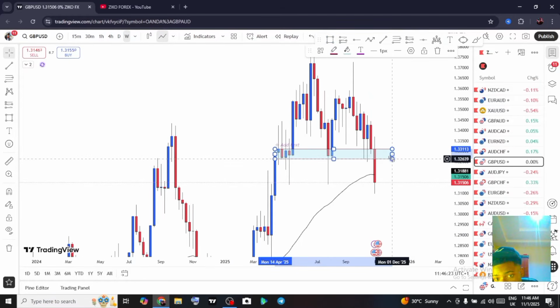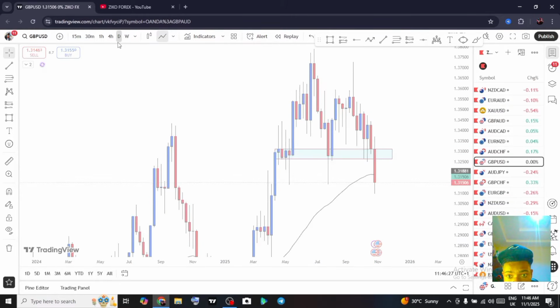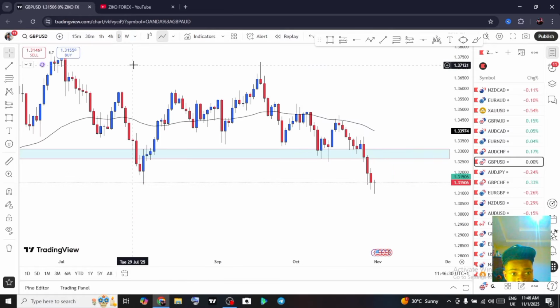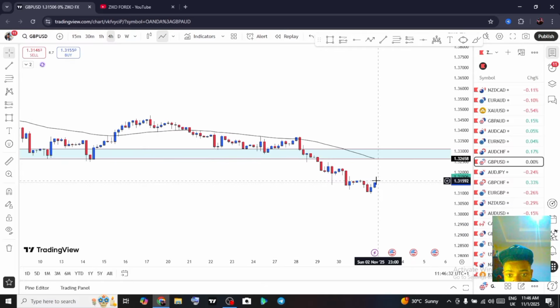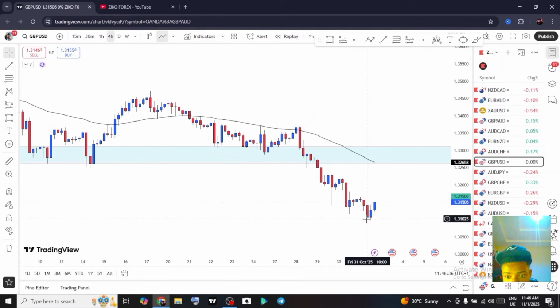So I'll still refine this zone. I just want to see what we are seeing here. So the daily time frame is bearish, the weekly time frame is bearish, and the 4 hour time frame should also still be bearish right now. But this right here is the low and this is the high, which simply means if the price gets back into that zone, it will be bullish.